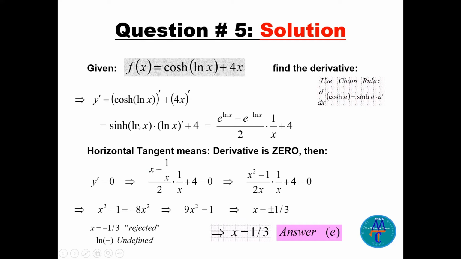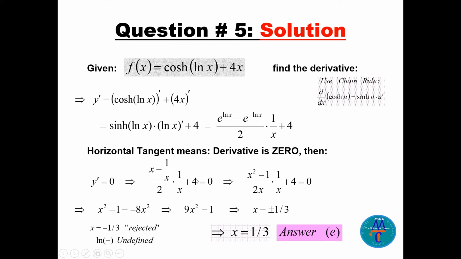Now I can replace ln of x in the definition of hyperbolic sine. It will be e to the power ln of x minus e to the power minus ln of x, divided by 2, times the derivative of ln of x, which will be 1 over x, plus 4. Horizontal tangent means the derivative of the function is equal to 0. So we put y prime equal to 0. We take this whole expression equal to 0. This will be x from e to the power ln of x. That will be x minus 1 over x divided by 2 times 1 over x plus 4.